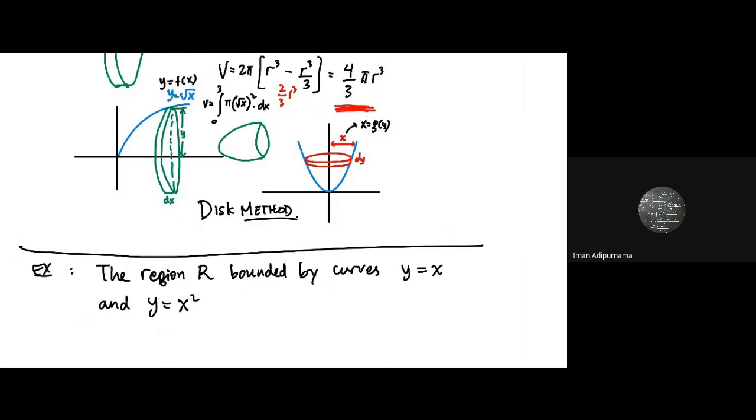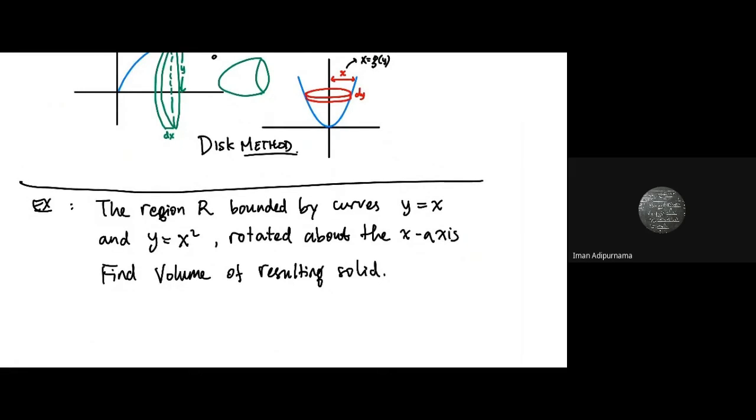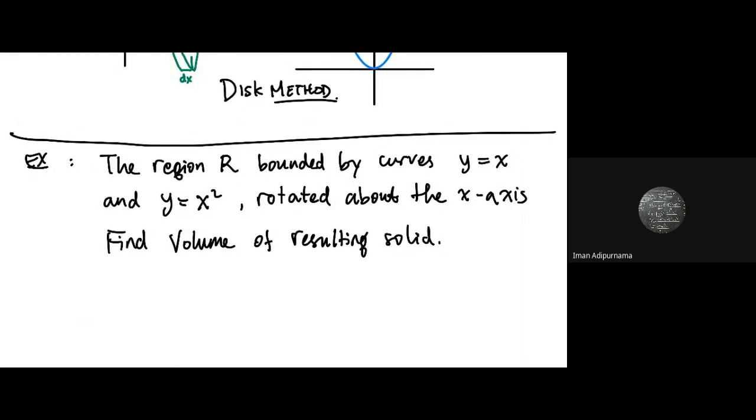And the region is rotated about the x-axis. That's the question. Find the volume of the resulting solid. So the solid is created by rotating the region R, which is bounded by the curves y equal x and y equal x squared.